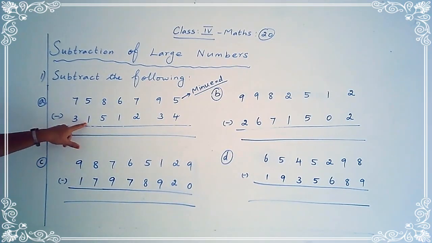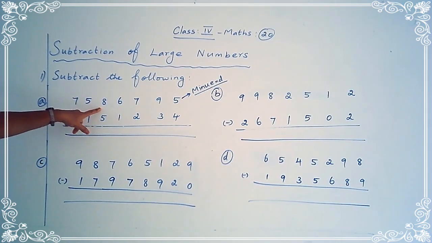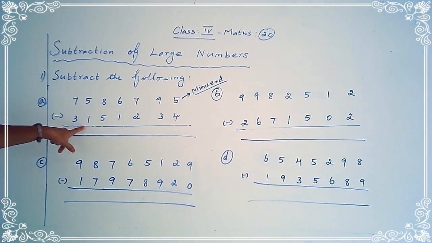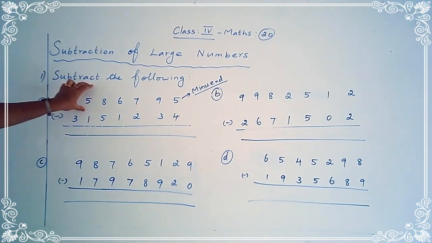Next, the second number is called subtrahend. The number subtracted is called the subtrahend. First number is called minuend and second number is called subtrahend. And one answer will come. The answer is called difference. So the answer of a subtraction is called difference. Clear? Yes. Minuend is always the greater number compared to the subtrahend.